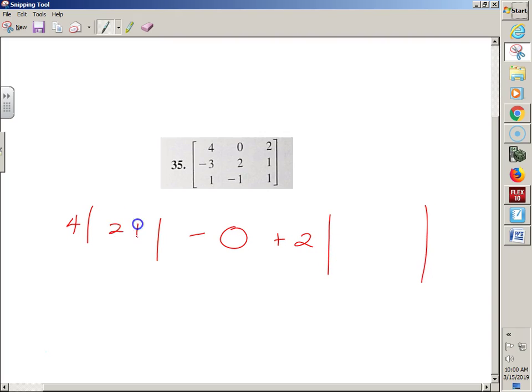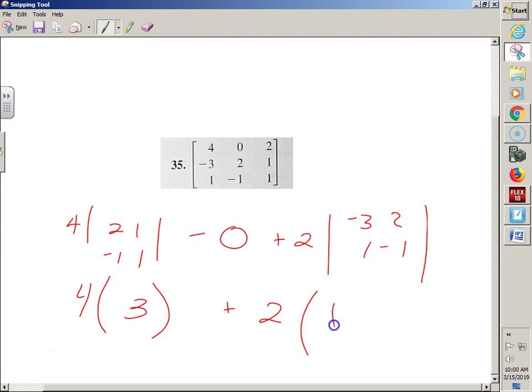So for 4, I have 2, 1, negative 1, 1. And for 2, I have negative 3, 2, 1, negative 1. I have main, which is 2 minus opposite, minus a negative 1. It's 3. That's just 0. Plus 2. Main is 3. 3 minus 2 is 1. I think, bud, you should have gotten 10. So that's the determinant. You're finding cofactors.